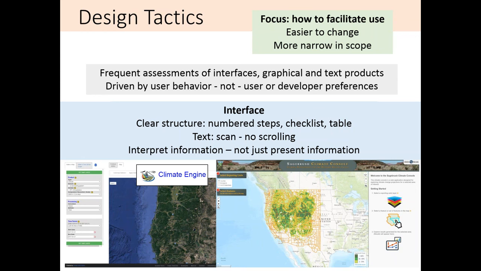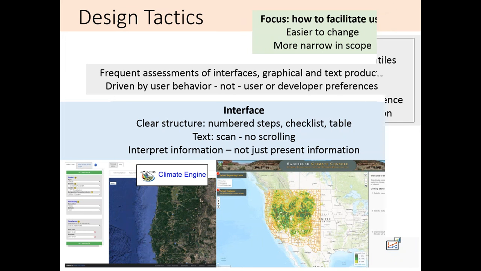Another design tactic is to make sure that your text is easily scannable just on one page without having to scroll and scroll and scroll. We do know that people just stop scrolling. They don't get so far. So anything we can do to put things in one page is important. And then this last one is something we really stressed in the last webinar, is that it's not enough just to present the information. We do need to have embedded in our design a way to interpret the information for people.